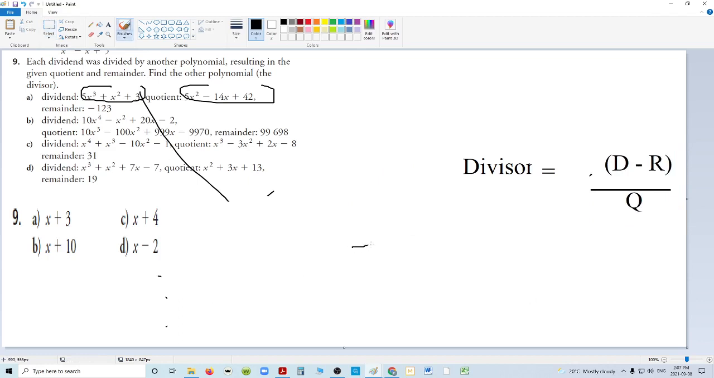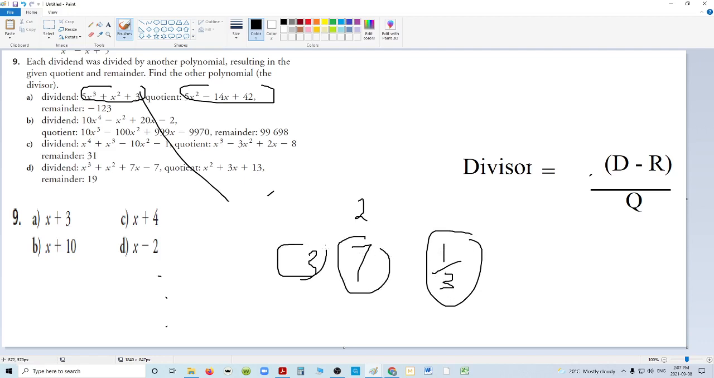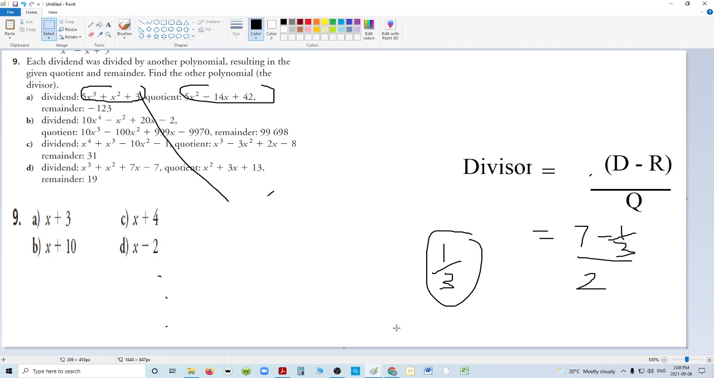Let's check that out with 7 divided by 3 is equal to 2 with the remainder 1 over 3. So this is the remainder. This is the dividend. This was the divisor, which we're trying to figure out. We don't know. And this was the quotient. So according to this, it's going to be 7, which is the dividend, minus the remainder, divided by the quotient, which was 2. Will that produce a 3? Let's see, because we know we're working, the answer is 3, right?